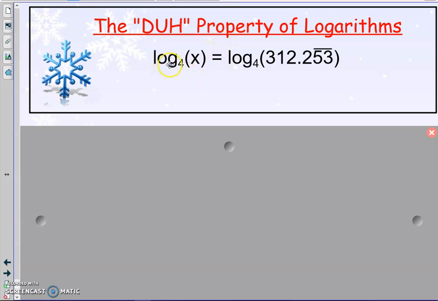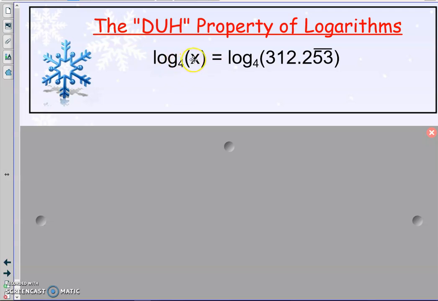Suppose you had log base 4 of x, and it's equal to log base 4 of this number. And what a beast this number is. 312.253 with just the 5-3 repeating. And I asked you to solve that for x. Well, I would imagine at first you'd be a little frightened because that number is so big. But if you really thought about it and you took a good hard look, I'm sure in the back of your mind you would hear yourself saying, well, duh.